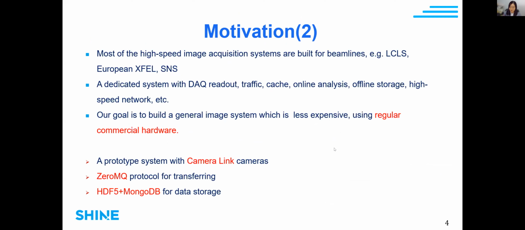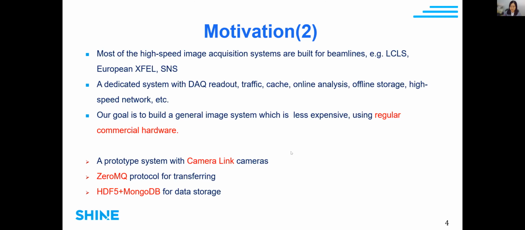We also researched what other facilities did to handle high frame rate images. However, most of them are built for beamlines. Usually, it's a dedicated system with readouts, big or even high-speed network. We want to build a general image system which is less expensive and uses regular commercial hardware. Therefore, we developed the system with Camera Link cameras, ZeroMQ protocol for data transferring, and HDF5 and MongoDB for data storage.